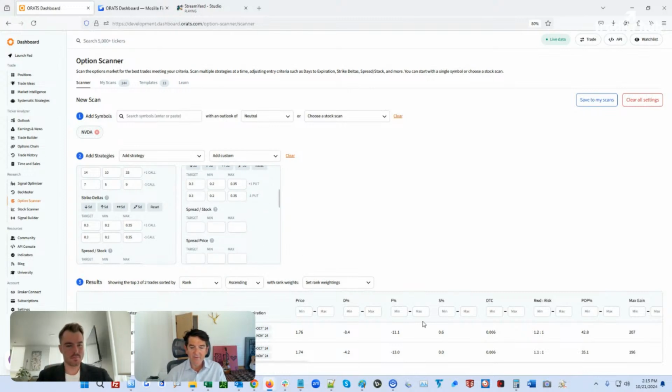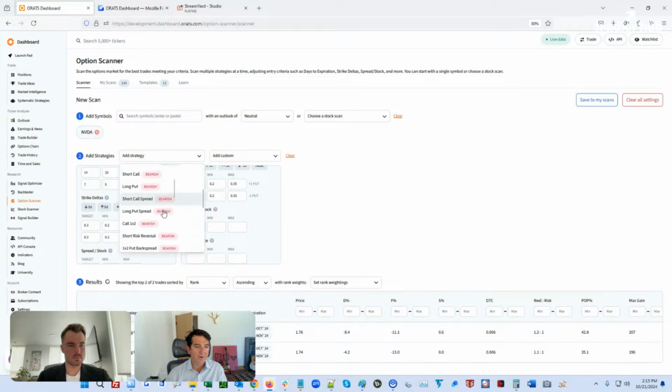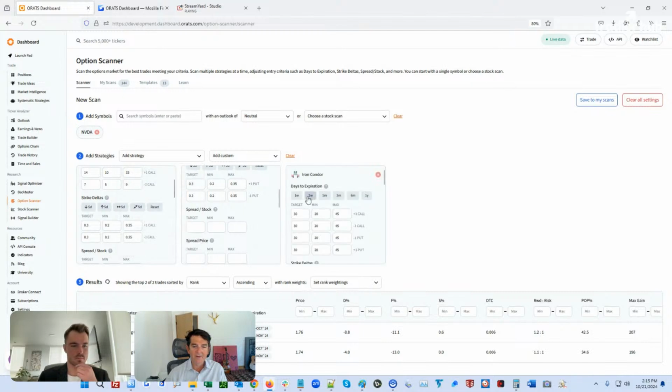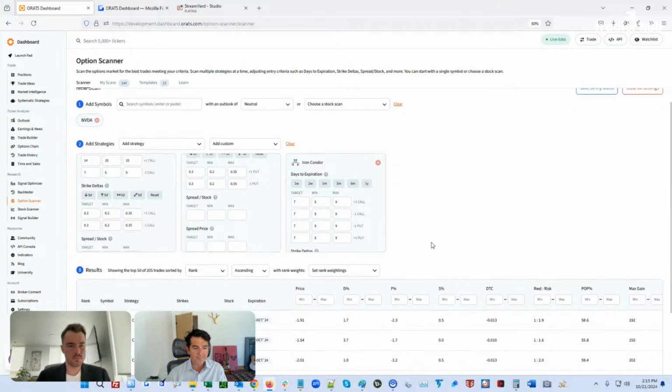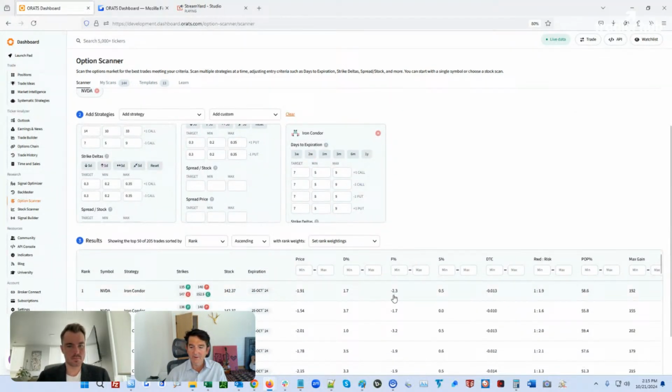All right, so we have a call calendar and a put calendar. Neither of them is really great from a forecast standpoint. Let's look at another thing. Let's look at an iron condor. And let's do that again. Let's look at a week. All right, so these are looking a little bit better.